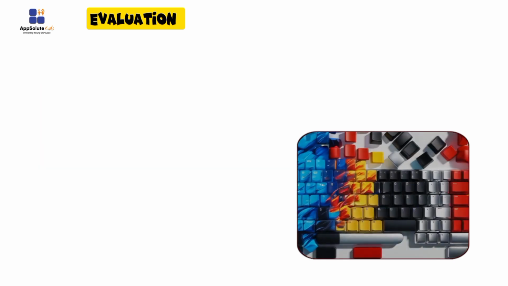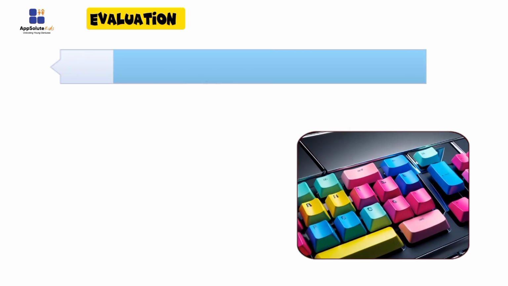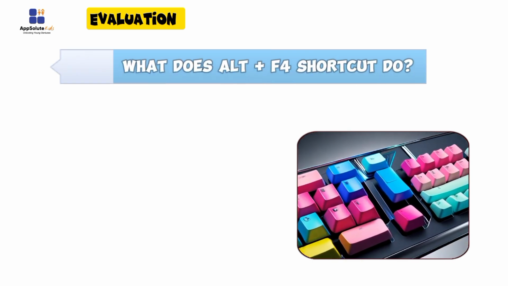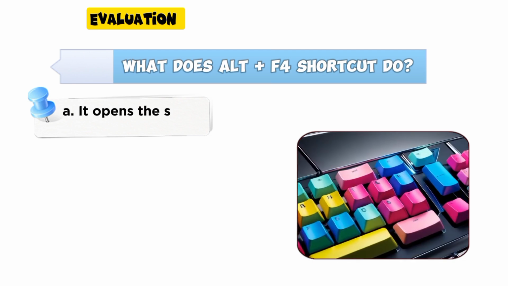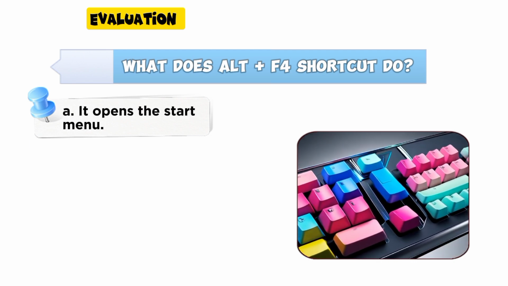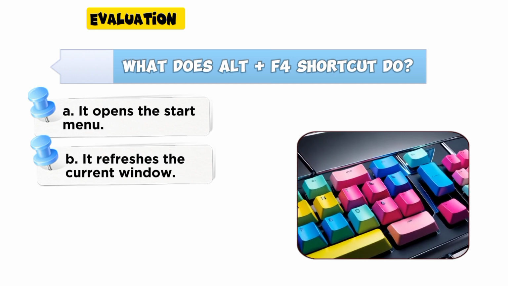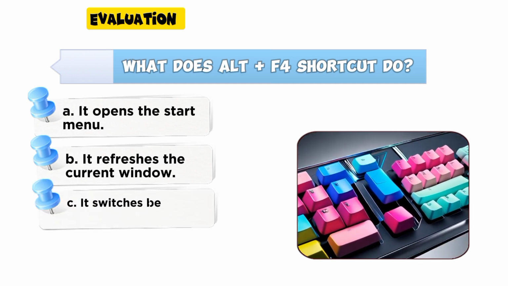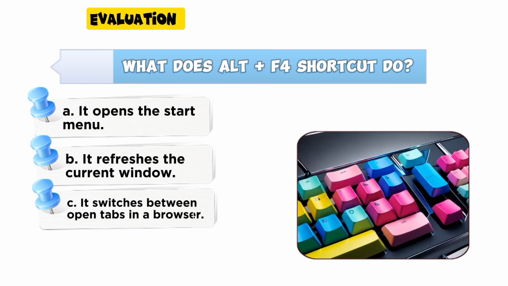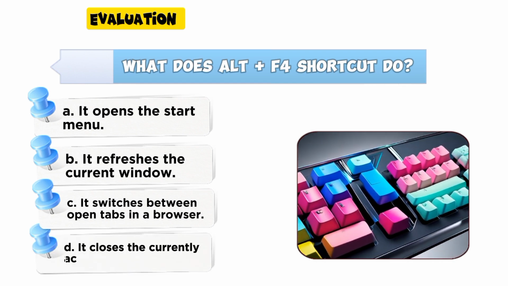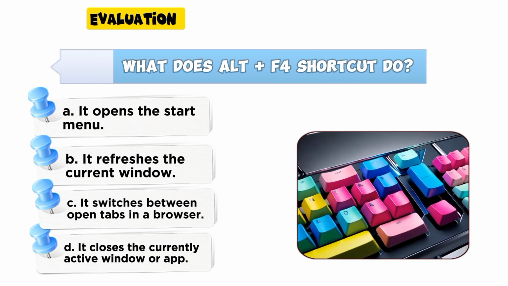Next question. 3. What does Alt plus F4 shortcut do? A. It opens the Start menu. B. It refreshes the current window. C. It switches between open tabs in a browser. D. It closes the currently active window or app.